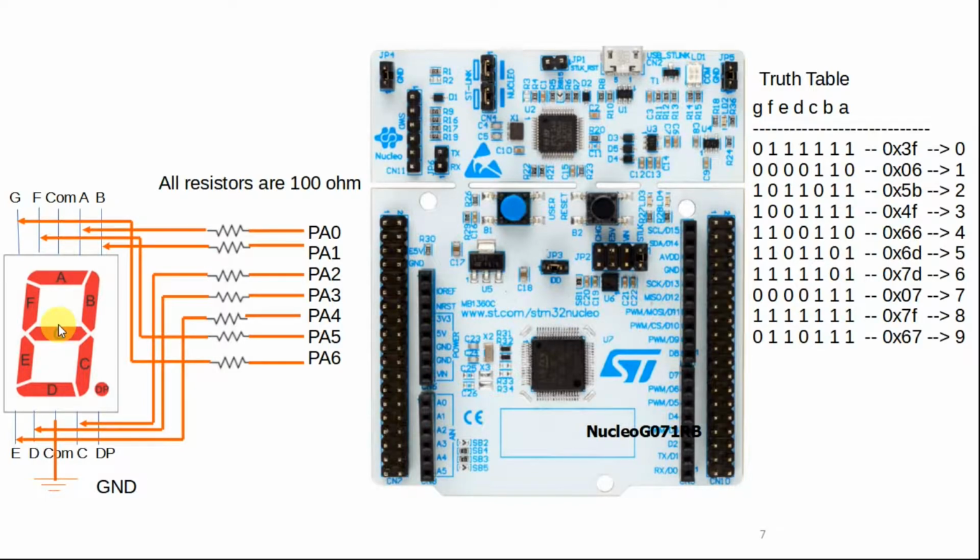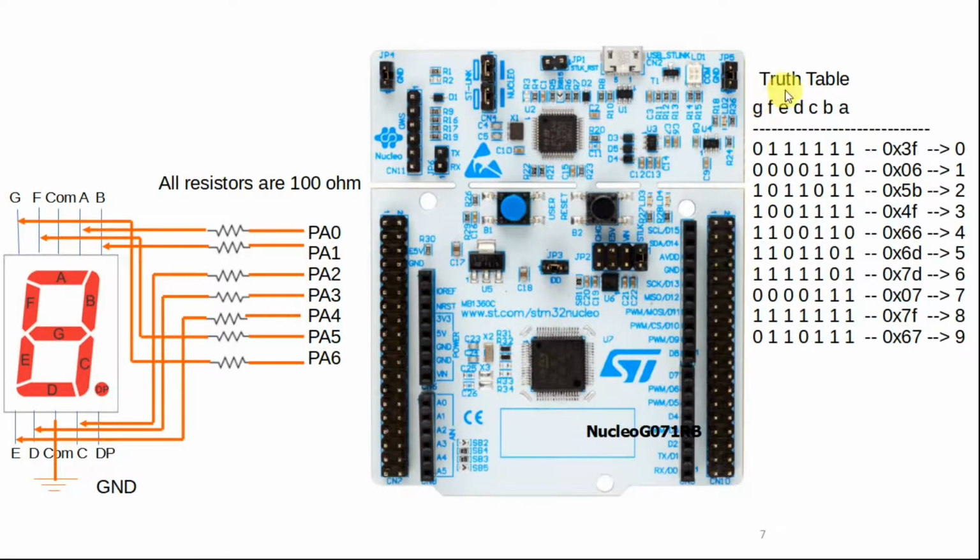If you are using a common cathode display, you need to connect the COM pin to the ground. If you are using a common anode display, you need to connect the COM pin to 3.3 volts. Each pin should be connected to a resistor. Here all the resistors are 100 ohms. You can also use 220 ohms, no problem. Then I have connected the segments: segment A to PA0 and segment B to PA1. Like that, I have connected all 7 segments from PA0 to PA6 of the Nucleo board.